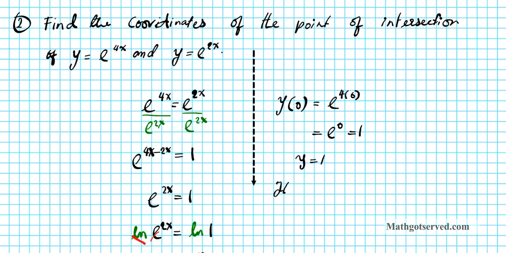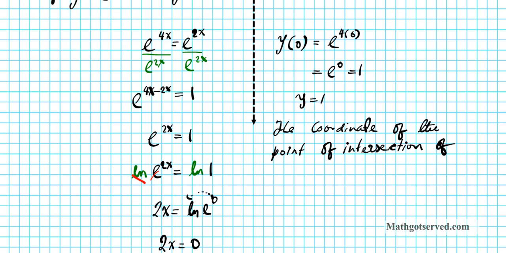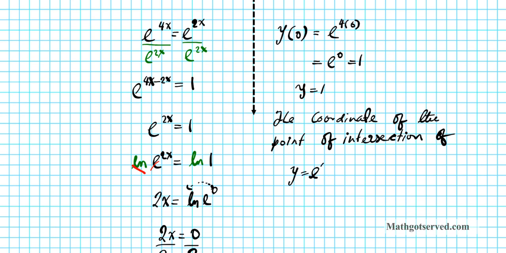So in conclusion, the coordinate of the point of intersection of y equals e to the 4x and y equals e to the 2x is 0, comma 1. Okay, so that's the coordinate of the point of intersection of our two exponential functions.